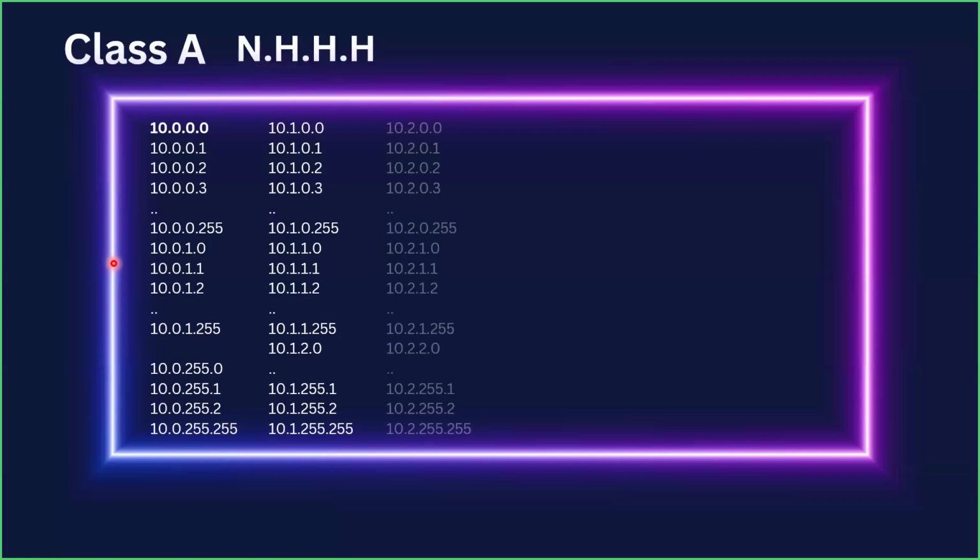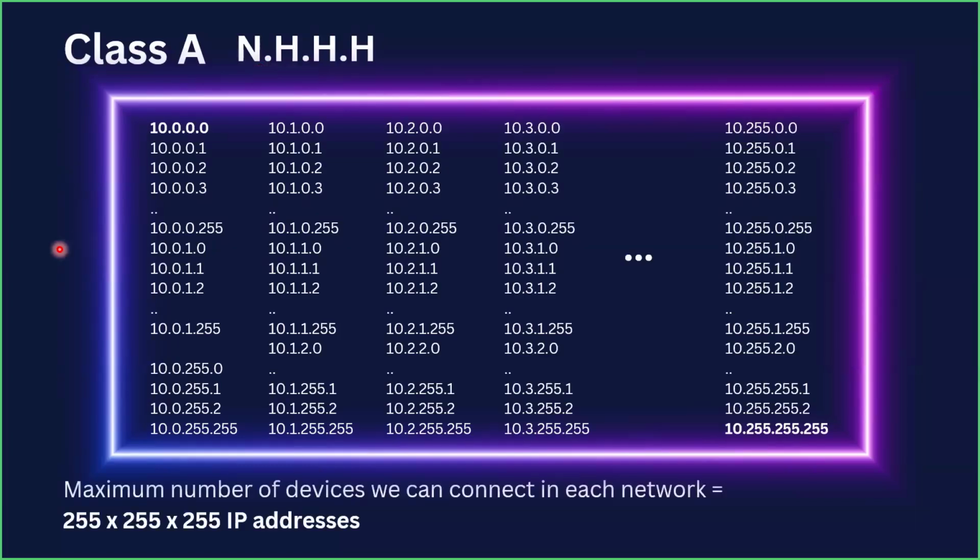So from 10.0.0.0 all the way up to 10.255.255.255, it's one single private IP network itself. Okay. And in this one single network, we can connect a maximum of 255 into 255 into 255 IPs, much larger. Okay. So again, the reason they had three different classes is to connect three different network sizes.